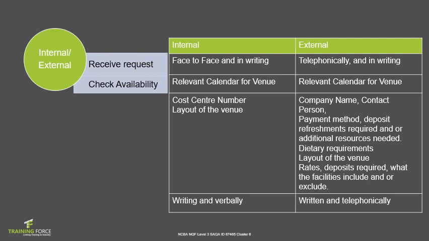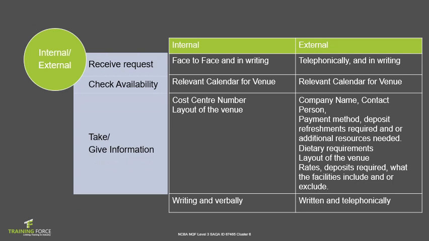Then, taking and giving information is the biggest part where the differences occur. For an internal customer, it will probably only be necessary to take a cost center number and the layout of the venue. For an external customer, you would need the company name, the contact person, the payment method, give them the amount of deposit, the refreshments that are required, and or additional resources needed, dietary requirements, the layout of the venue, rates, deposits required, all that sort of information you would need to give to the external client. And then when the booking is confirmed, it will either be confirmed in writing and verbally in an internal case, and then external, written and telephonic.